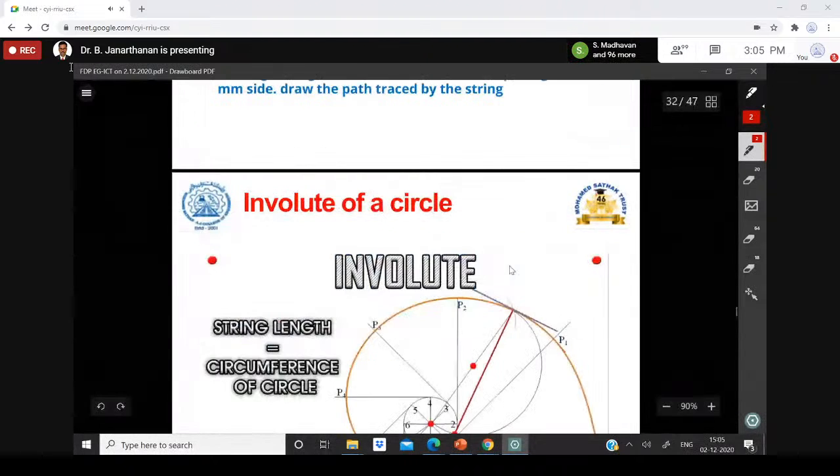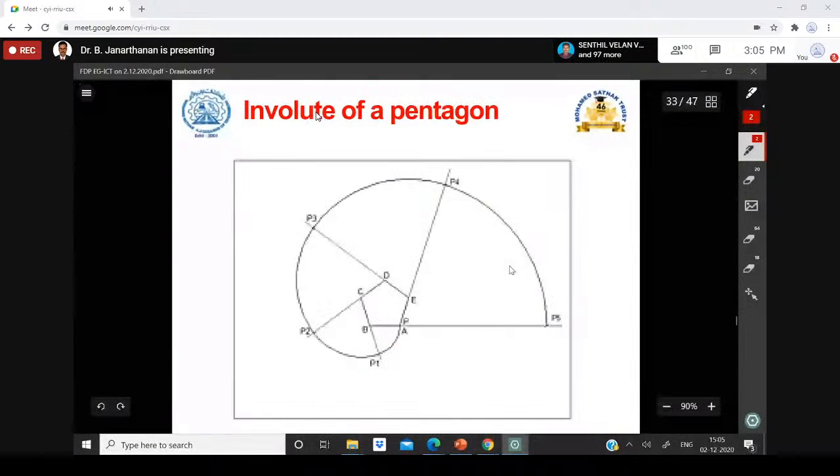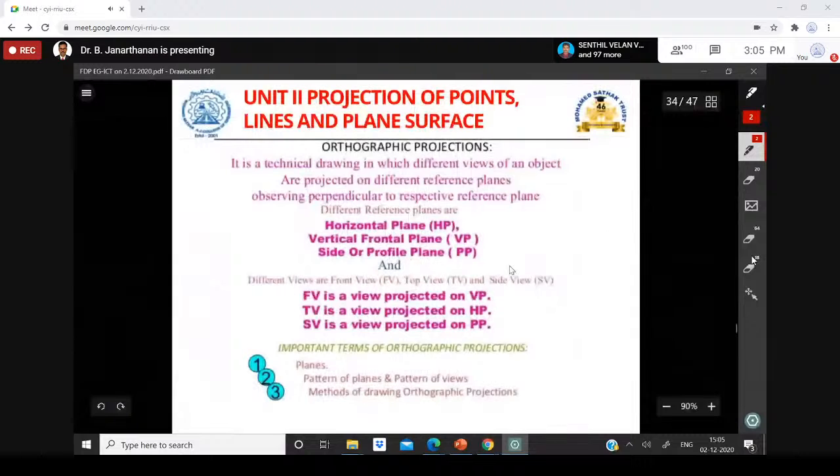So this is the involute of a circle when it is unwound from the circle. So this is the curve generated, and this is the involute of a pentagon. And I think I have to skip some of these slides because we have only 25 minutes left for completing this. So I'll quickly go through this.